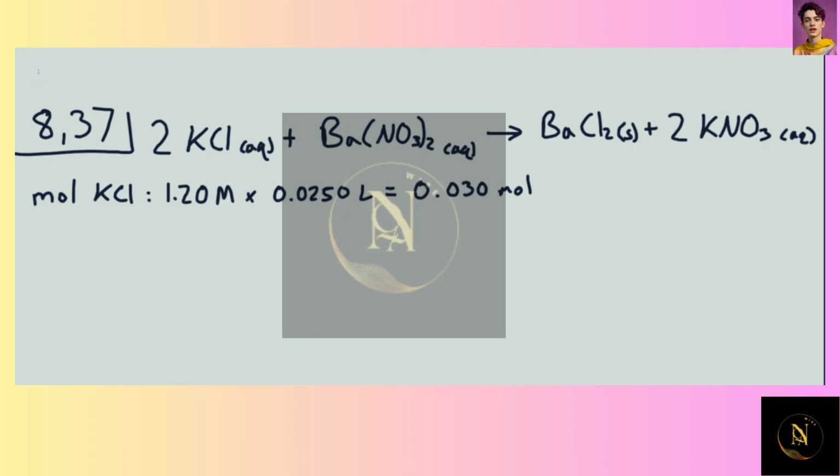Then for moles of barium nitrate, we have the concentration of 0.900 molarity, and we multiply by 15 milliliters, or 0.0150 liters. And our moles here is 0.0135 moles.